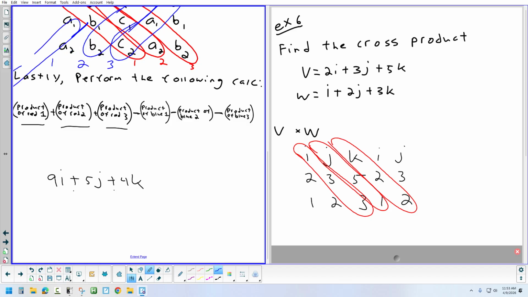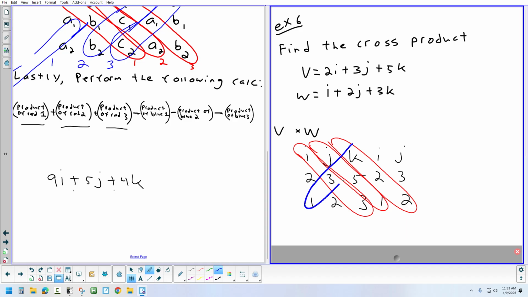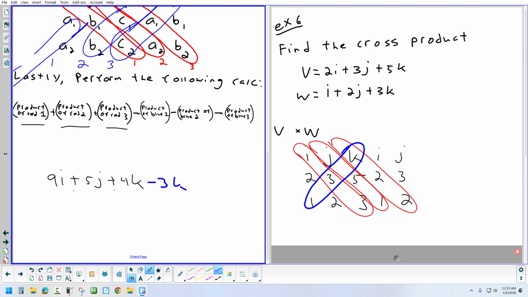Now, let's do the ones that go down and to the right. What's K times 3 times 1? 3K. And for these, you're going to do the opposite. Okay, so I'm going to subtract 3K.